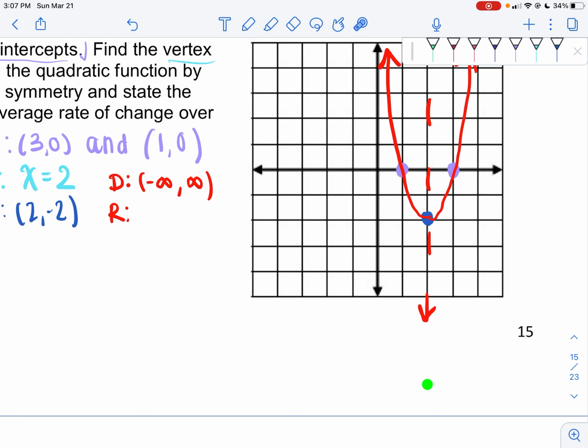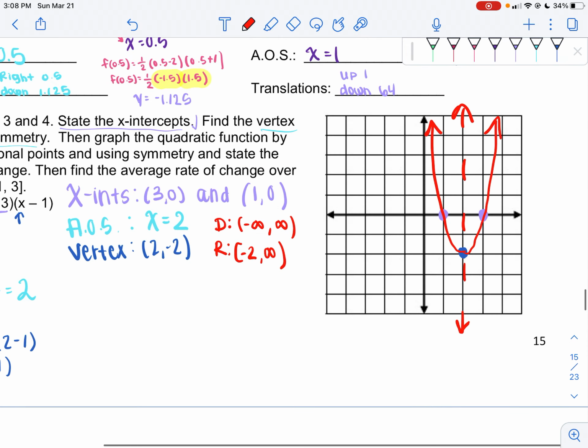And our range, we're going to look from bottom to top. So starting at the bottom here, our range is our y values. The first point we see is right here at the vertex, and the y value for this point is negative 2. Since that point is on the graph, we're going to put a bracket, negative 2, and then it goes all the way up to positive infinity. So the y value of your vertex should always be included in the range for your parabolas.